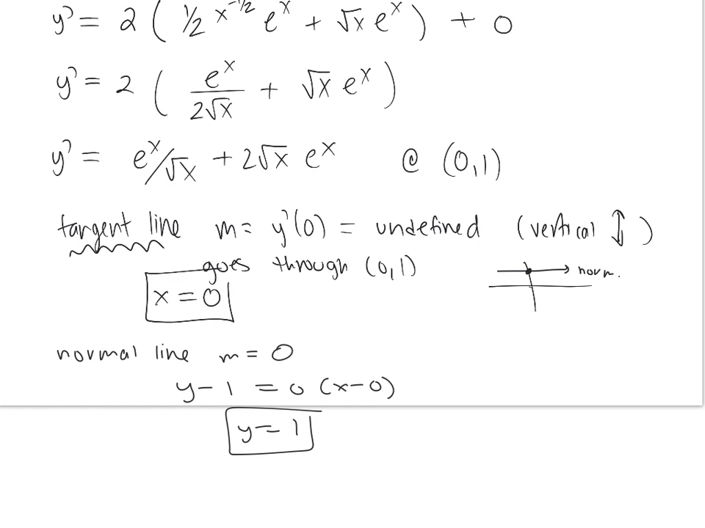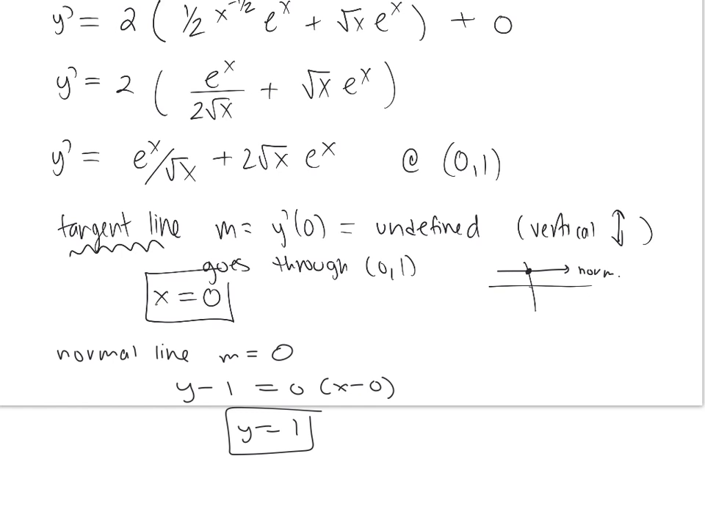Hopefully most of the time that won't happen, but if you do get an undefined slope, my point was that it means it's a vertical line. So plot what your point is and figure out what vertical line goes through that point. And you could graph this function. You're going to see that as your function approaches that value, it has one of those.